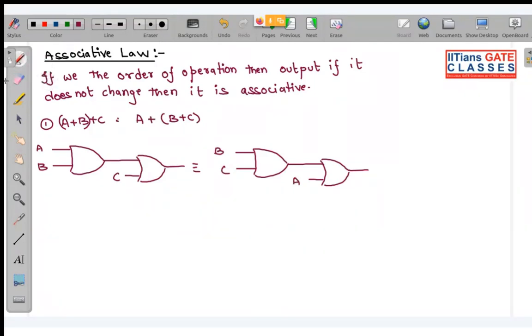Now can you tell me which gates are associative and which gates are not associative? Can you think about it? So which gates are associative? So NOT gate. No, not NOT gate. You just have a single input. In NOT gate, it is not even following your commutative law because you just have a single input.